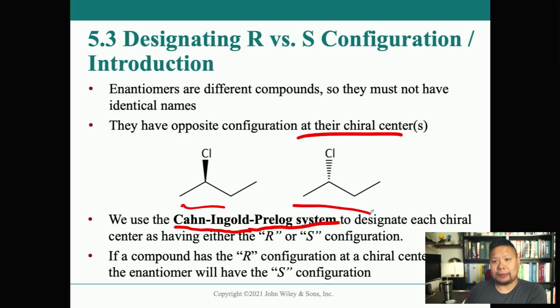Notice that the only difference between the two is that in one of them the chlorine is coming towards you, and in the other the chlorine is going towards the back of the paper. So the R configuration will be the enantiomer of the S configuration, and vice versa. The S configuration will be the enantiomer of the R configuration.